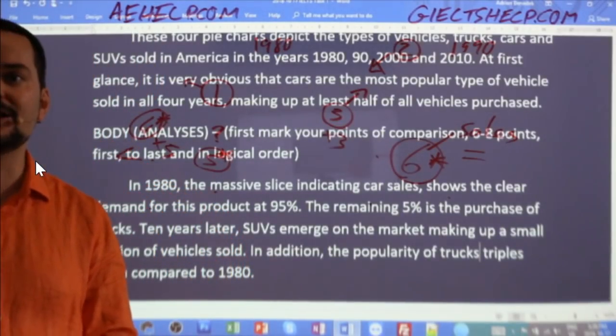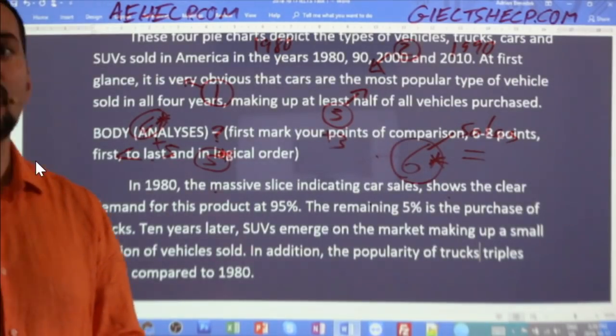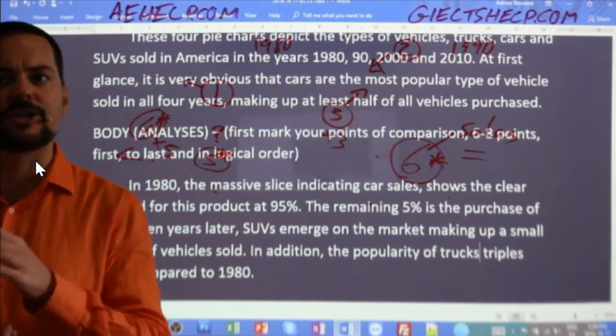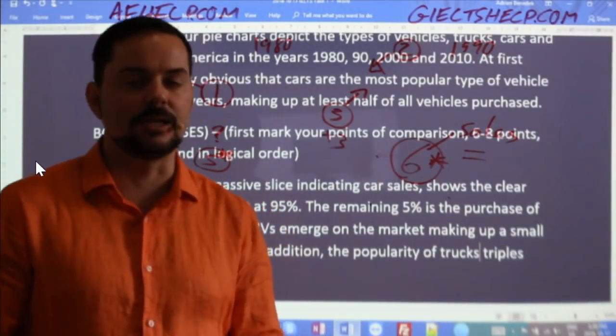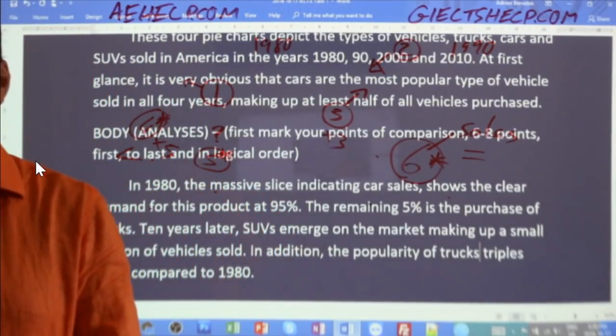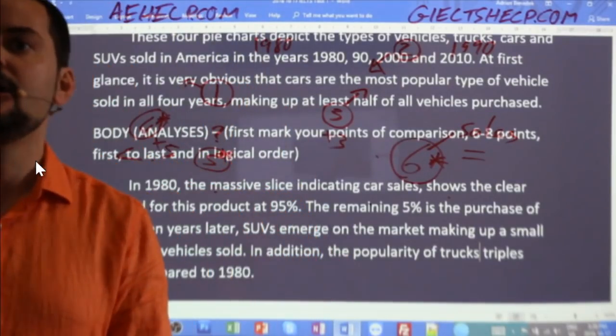Awal says there's an emerging of SUVs 10 years later. Furthermore, trucks sales increased 3 times that of 1980. Couple of corrections there, Awal. Pay attention to how I read that. If you missed it, you can look at this video again an hour later. Just indicate the time, which is at 38 minutes right now.